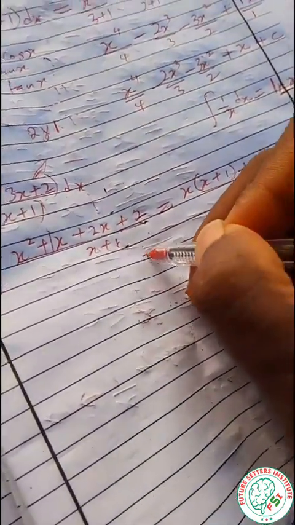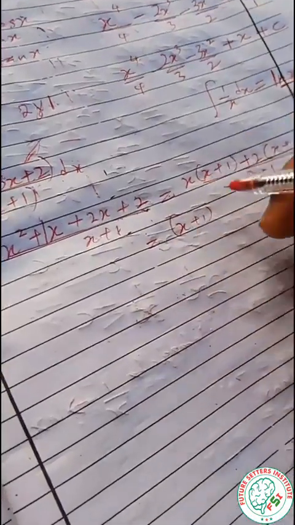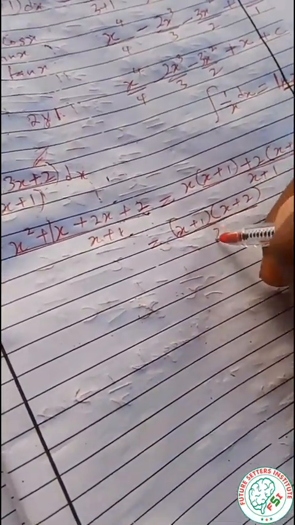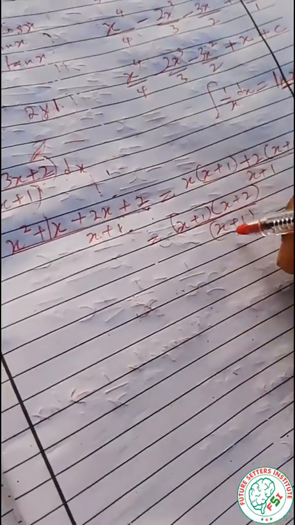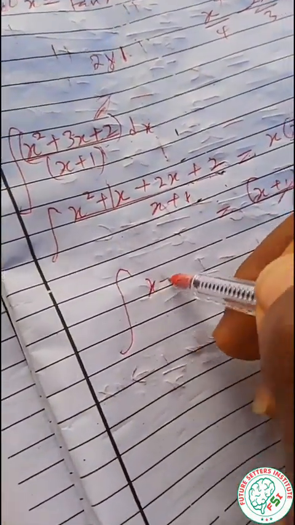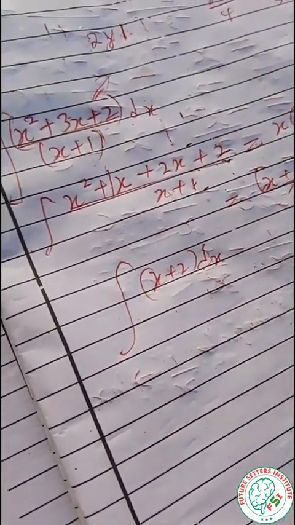So from what we have here, we're going to pick one of the brackets. What's inside the bracket? x plus 1. Then what do we have outside the bracket? x plus 2 over x plus 1. So x plus 1 cancels x plus 1. What do we have left? x plus 2. So we'll come back to this equation now. We now have what? x plus 2. So you see what we are integrating is only x plus 2.